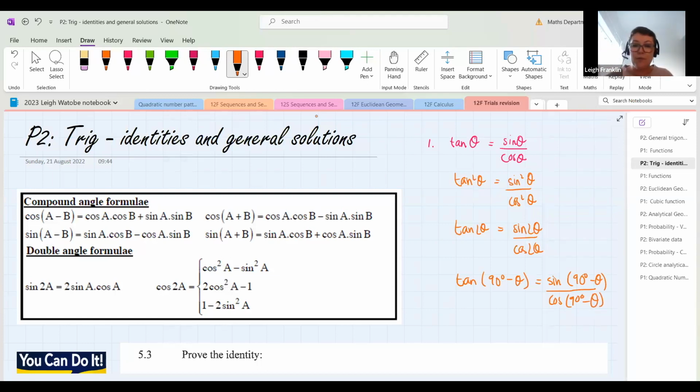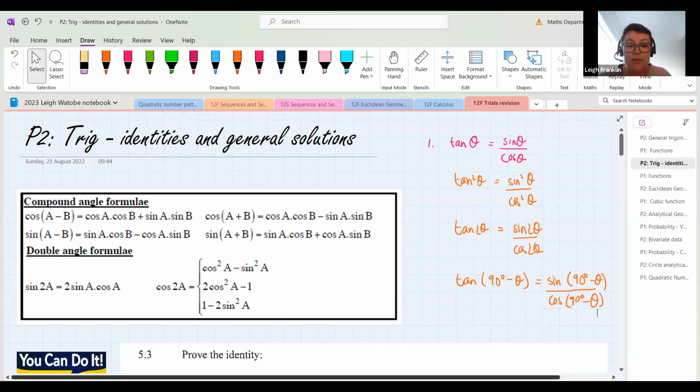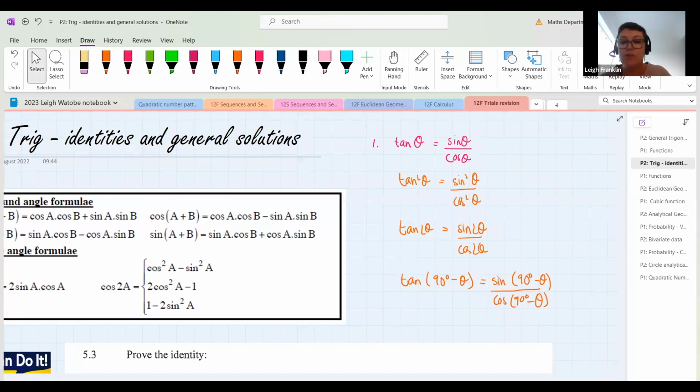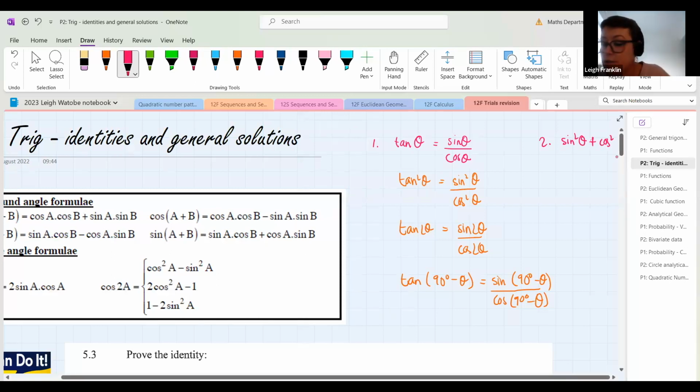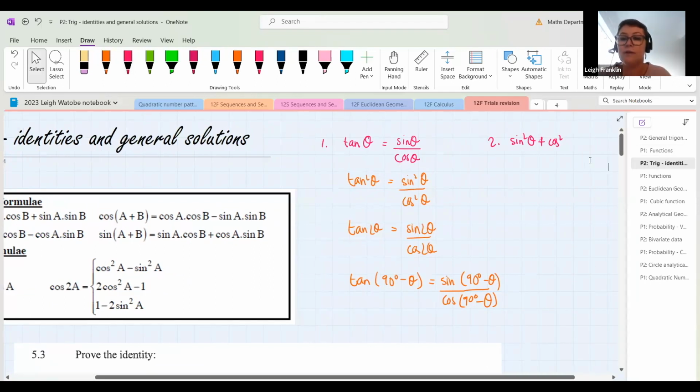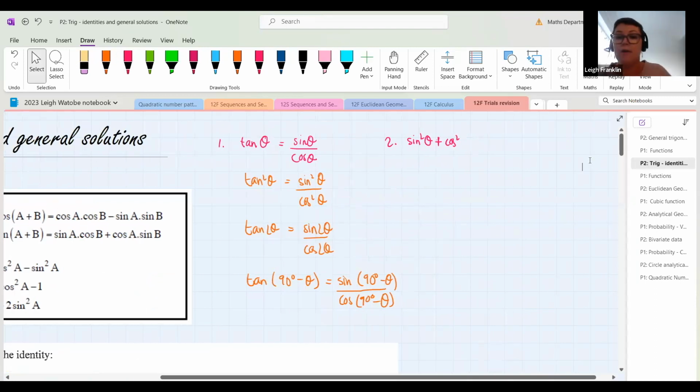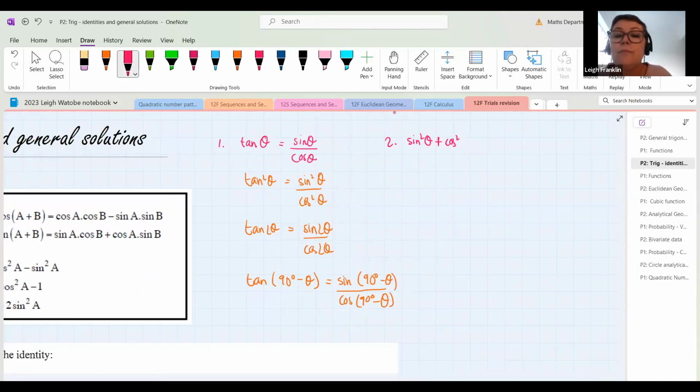Okay, so that's the first one. They will expect us to use the tan identity, so please make sure that you've learned that. And then the second one that they would expect us to know is our square identity. So that is this. So sine squared theta plus cos squared theta is equal to 1.